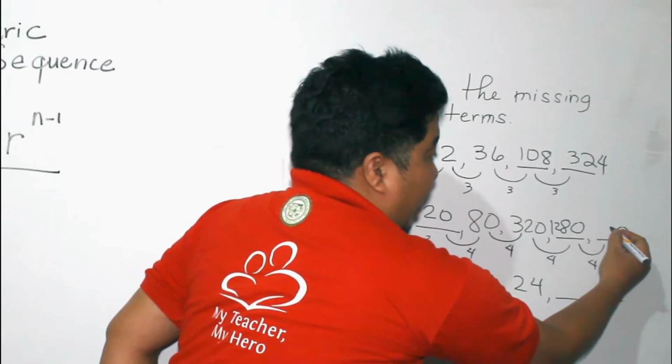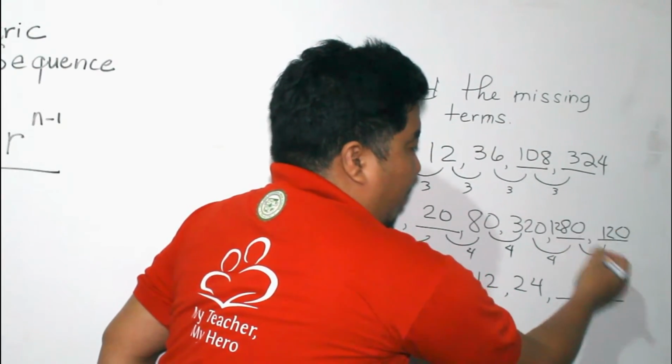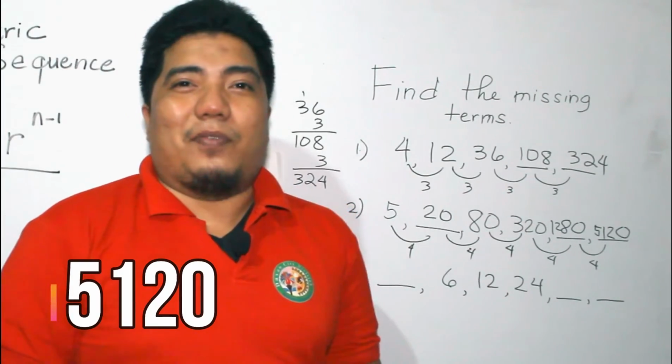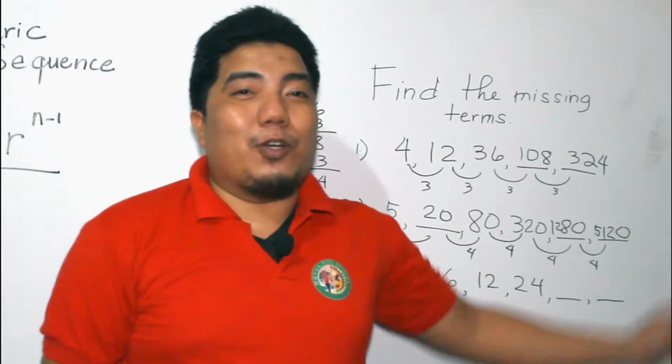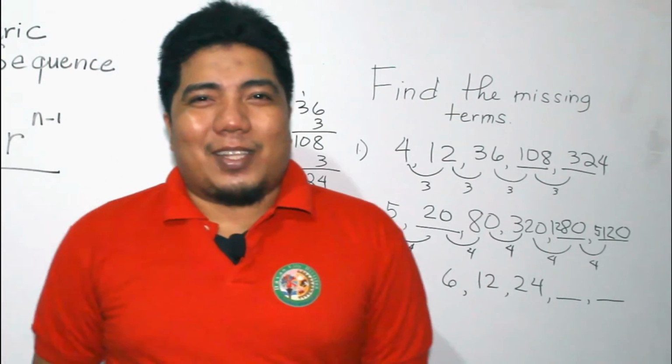Okay? And then, 1,280 times 4, that is 0. 4 times 8, that is 32. 3, 8, 9, 10, 11. Carry 1, 4. And that is 5,120. So you have the answers for your missing terms. Easy, right?